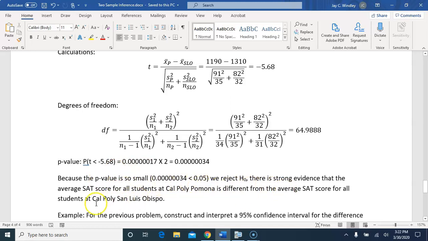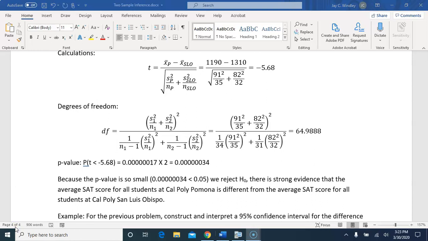There's strong evidence that the average SAT score for all students at Cal Poly Pomona is different from the average SAT score for all students at Cal Poly San Luis Obispo. We have evidence that this population mean is different from this other population mean.